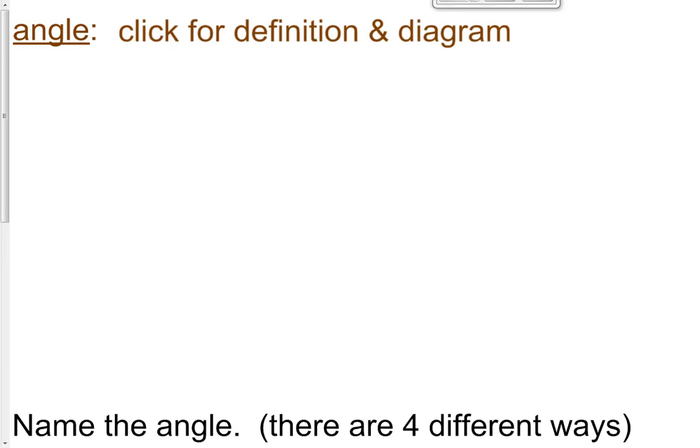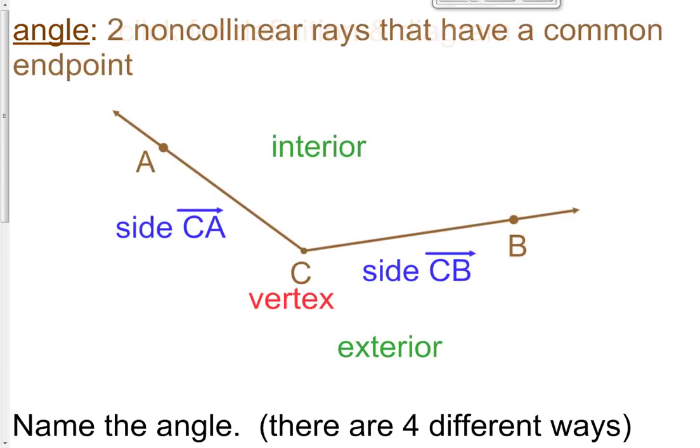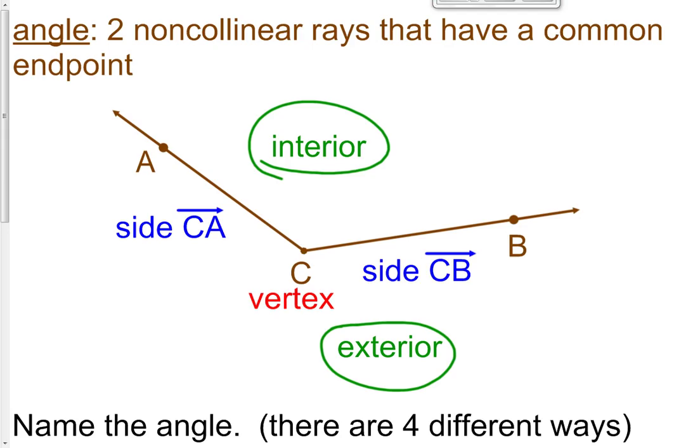Okay. Now we can define what an angle is. It's kind of a long mathy definition. It's two non-collinear rays that have a common endpoint. So here's a picture of an angle. What I want you guys to do in your notes is write down all these other words in here. This is called the interior of the angle. So please write that on the inside of the angle, or on the interior. Then everything on the outside of the angle is called the exterior.